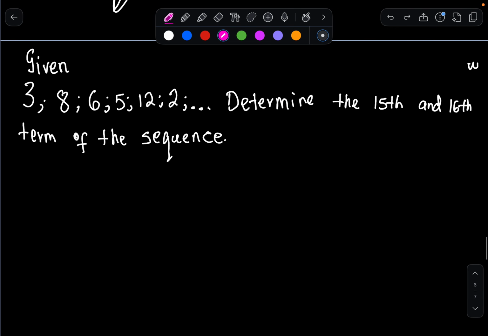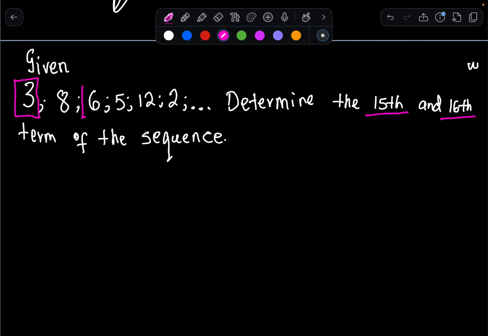In this question, we are asked to determine the 16th and the 7th and the 15th term. So, ladies and gentlemen, if you check this pattern, there is no single pattern that connects all the terms. It's an alternating pattern. What I mean is this. If you check the odd positions, they will give you a pattern.